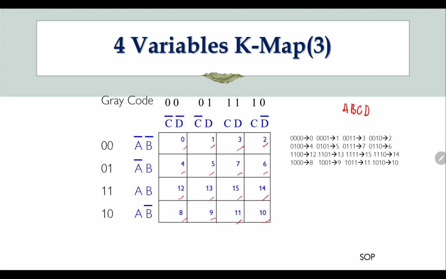If you remember this also, you will be good already. 0 0, 0 1, 1 1, 1 0. It's not 0 0, 0 1, 1 0, 1 1. It starts with 1 1 first, then 1 0. Same on this side: 0 0, 0 1, 1 1, 1 0.